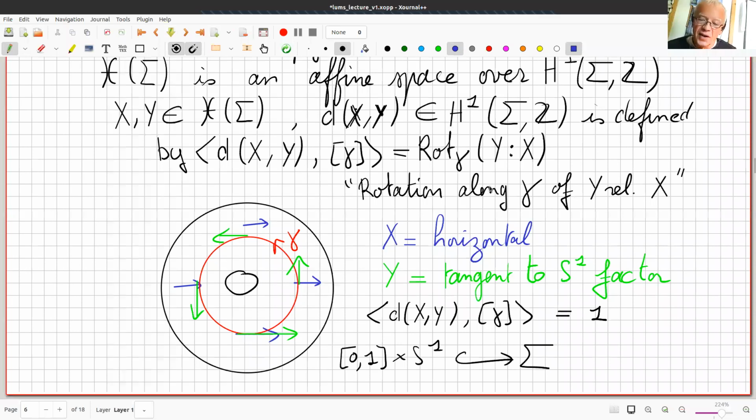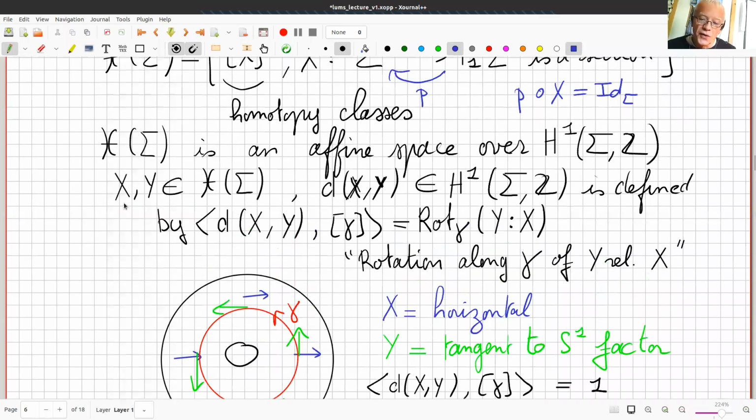So in fact, once you fix a vector field as base point, as origin, then homotopy classes of non-singular vector fields are the same as cohomology, as usual. If you fix a point in an affine space, it becomes a linear space. Okay, questions so far?